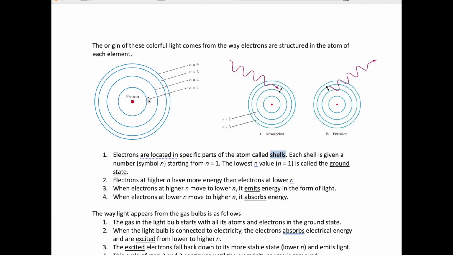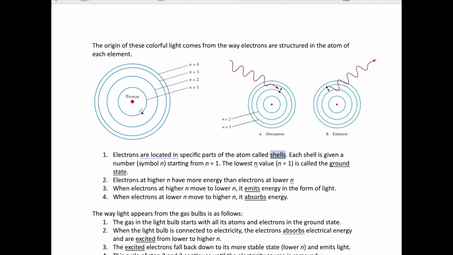So that's the most stable position. It's like thinking about if you have a ball and you let it go from your hand, then it's going to fall to the ground, right? And so that's why it's called the ground state, because that's where the ball wants to be. In this case, the ground state is where the electron wants to be. That's the most stable state for the electron. It doesn't mean that you can't move the electron to a higher state.